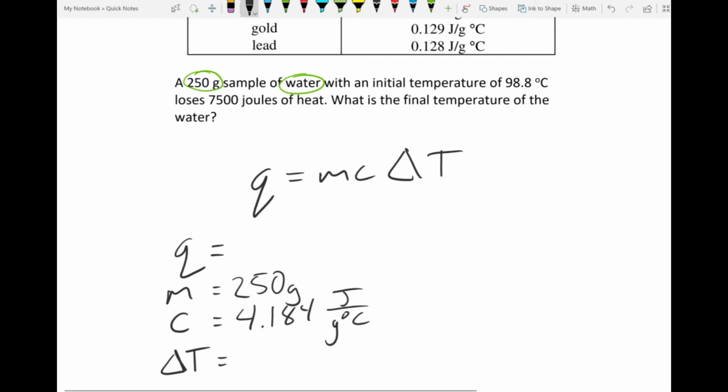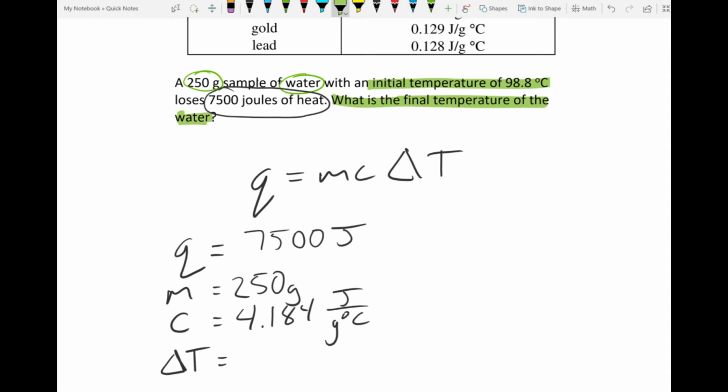So we'll keep going. Okay, so a 250 gram sample of water with an initial temperature of 98.8 degrees Celsius. So we have an initial temperature. That is something to keep an eye on. Now, what about that initial temperature? Well, this sample of water loses 7,500 joules of heat. So we now know our Q, 7,500 joules of heat. And then it says, what is the final temperature of the water?